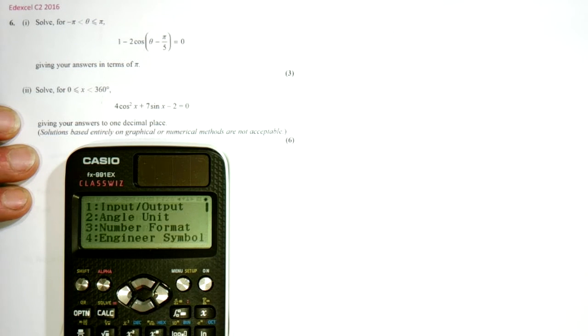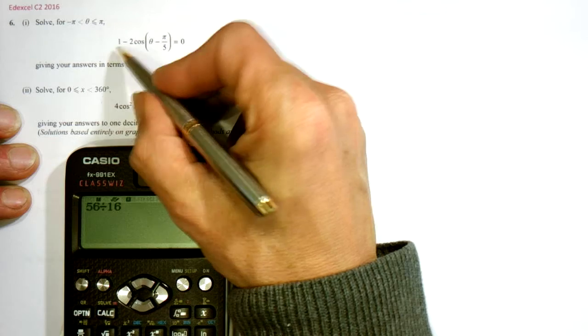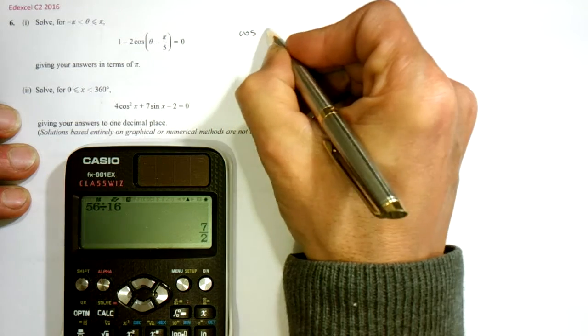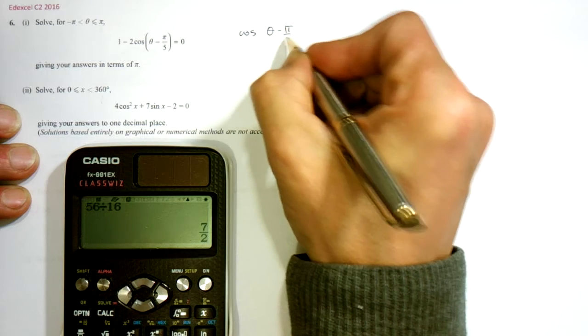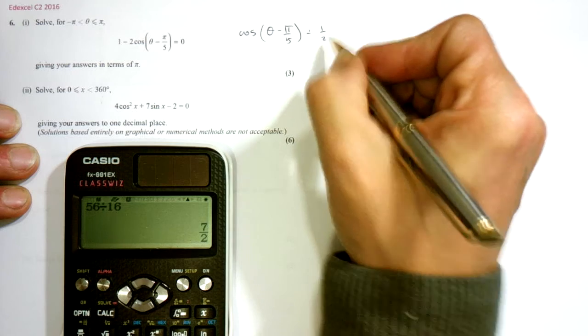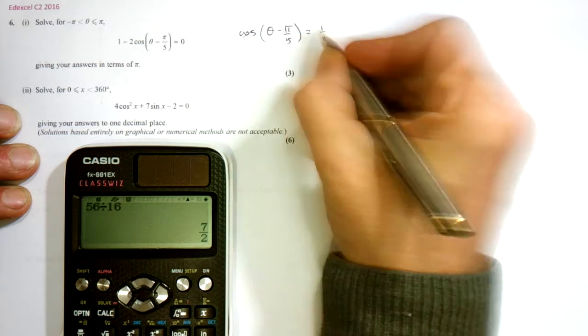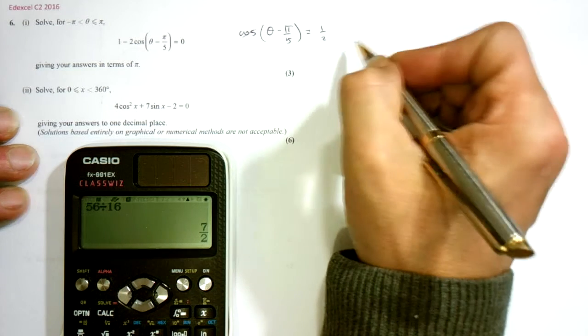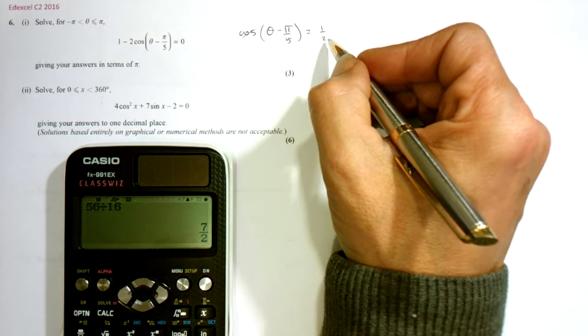Shift, menu, angle unit, radians, and we want rearranging this. We're going to take away the 1 and then divide by -2. So cos(theta minus pi by 5) is equal to a half. And then we cos -1 to both sides, and we know cos of 60 is a half.